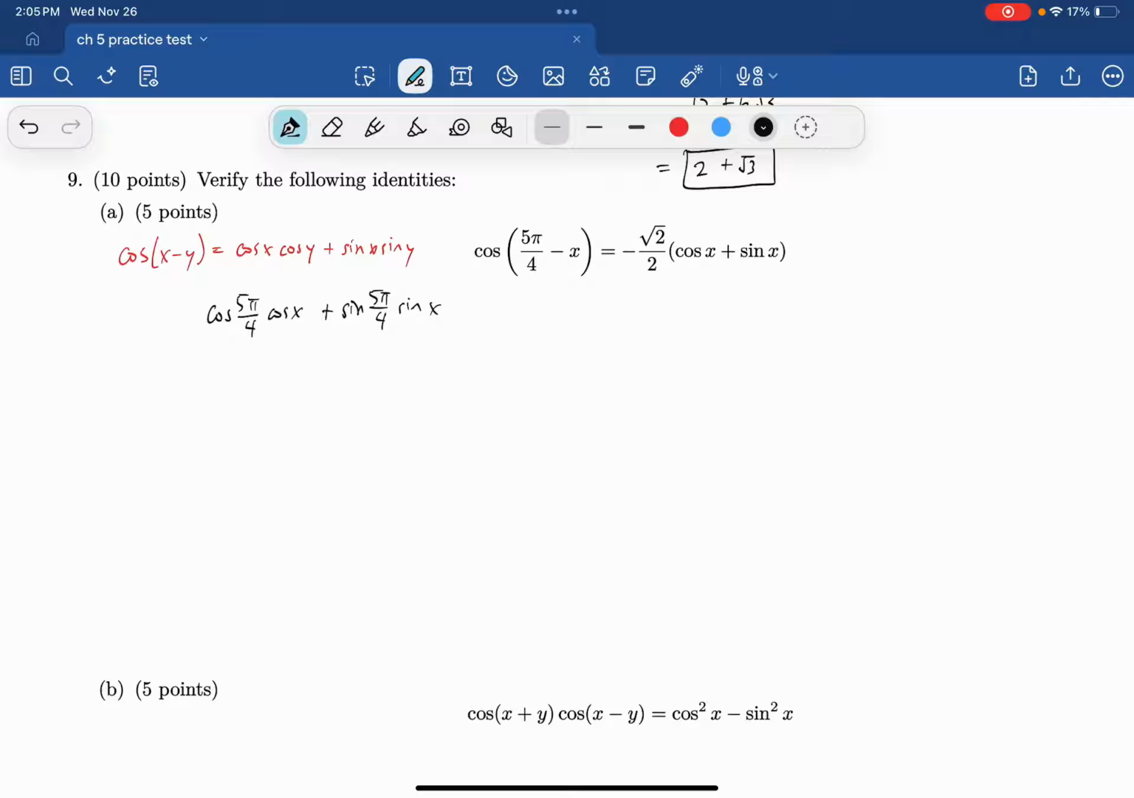Okay. Now cosine 5 pi over 4 is equal to negative root 2 over 2. But sine 5 pi over 4 is also equal to negative root 2 over 2. And so if we factor both of them out, we're just left with cosine x plus sine x, which proves the identity.